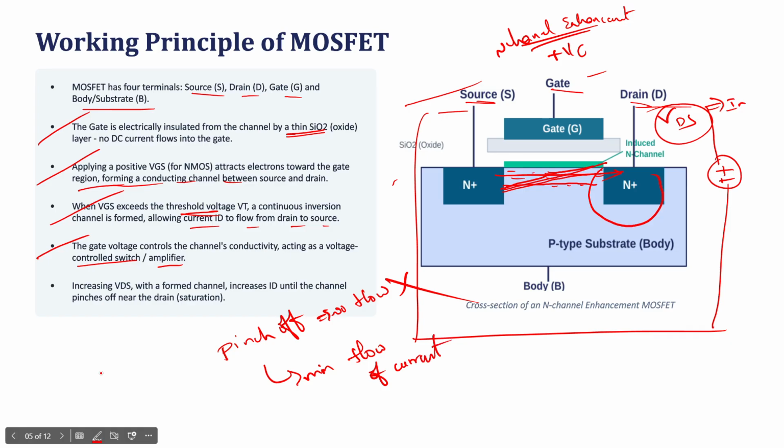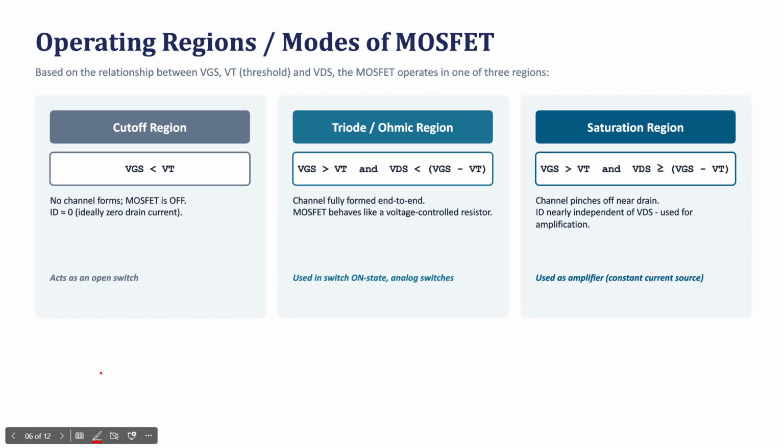We can't say no flow of current. So see next what will happen. The operating regions: based on the relation between VGS and VT, we are going to divide it into some regions. Cutoff region, triode or ohmic region, or saturation region.